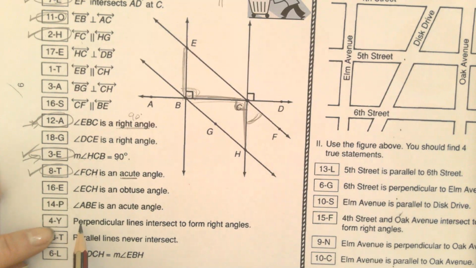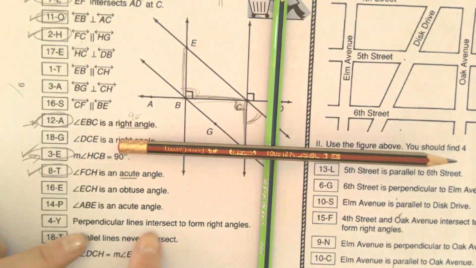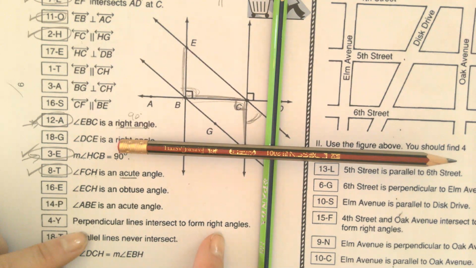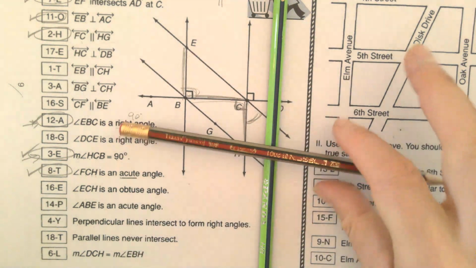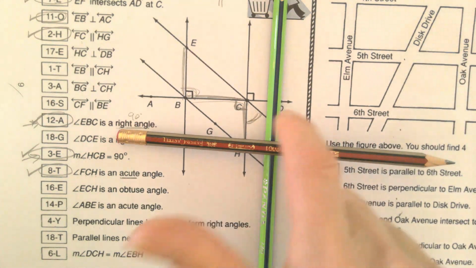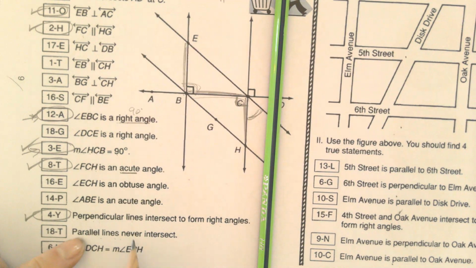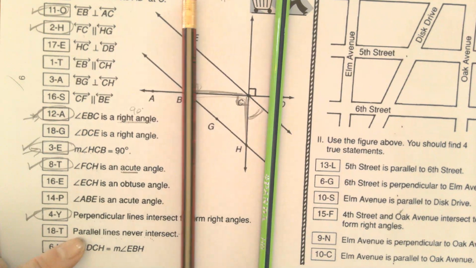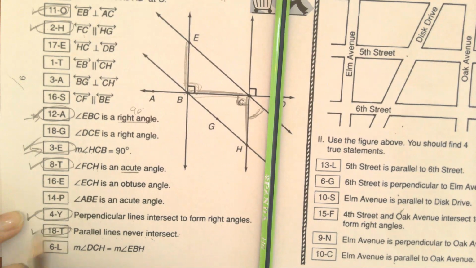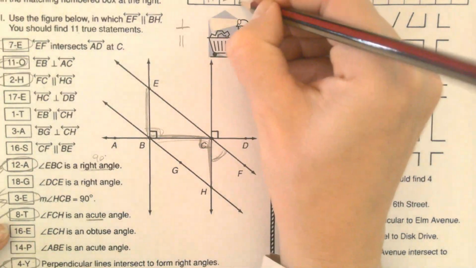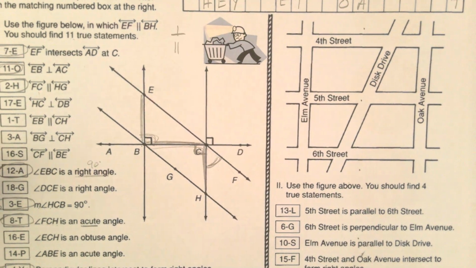This one. Perpendicular lines. Let's make a perpendicular line like that. Perpendicular lines intersect to form right angles. A right angle is 90 degrees. Do they make 90 degree angles when you do perpendicular lines? 90, 90, 90, 90. Yep, those are right angles, so that's true. Parallel lines never intersect, never touch. So here's some parallel lines. Do they ever touch? Nope. So that's true. So 4 is Y. 18 is T. Okay, so finish this off for homework.